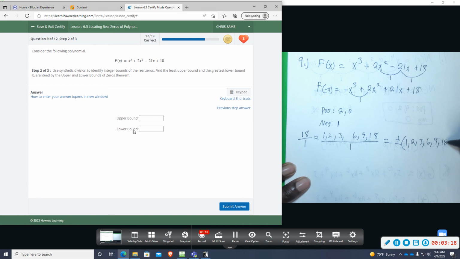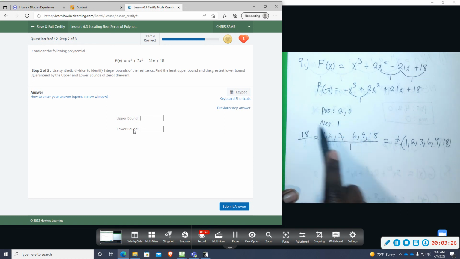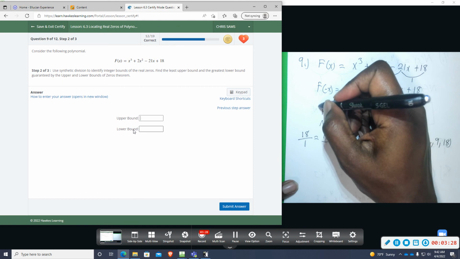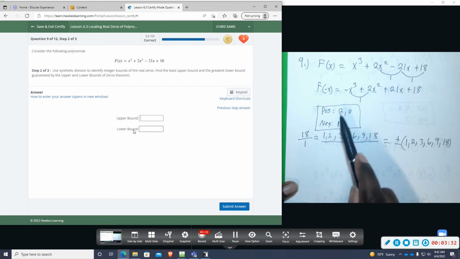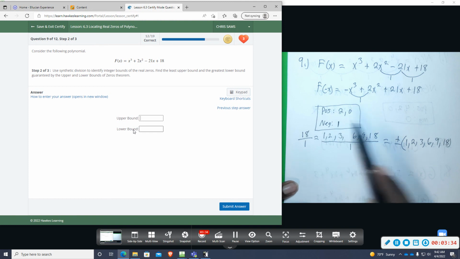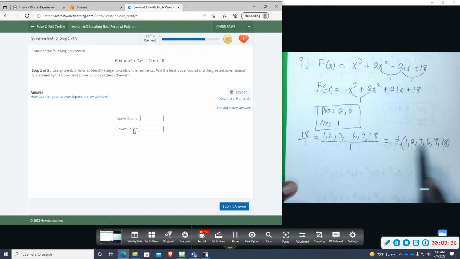So there are 1, 2, 3, 4, 5, 6 times 2. There's 12 numbers we got to try. We know from Descartes' rule of signs that 2 of them will be positive, 1 of them will be negative. So I know once I find that 1 negative, I don't have to keep trying negative numbers.